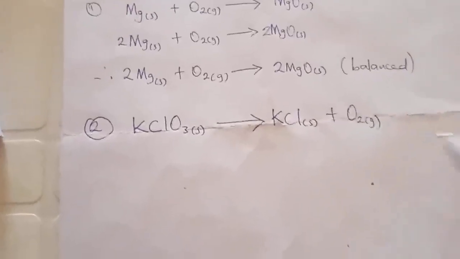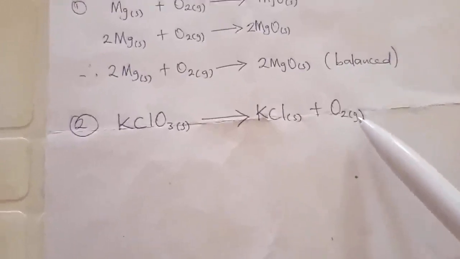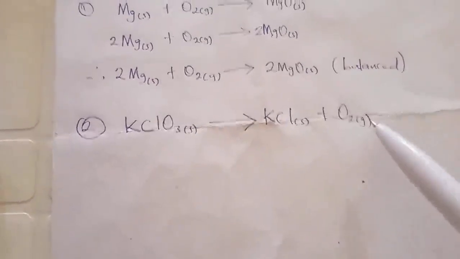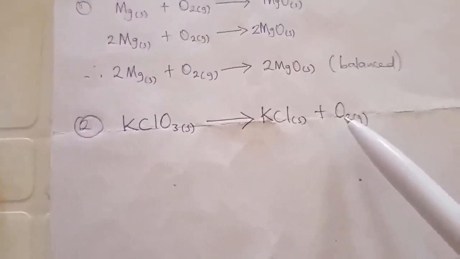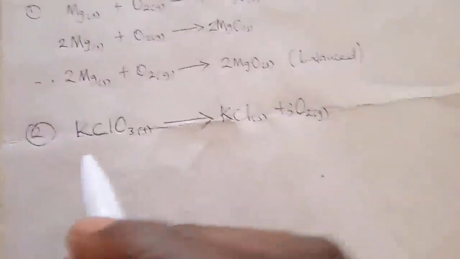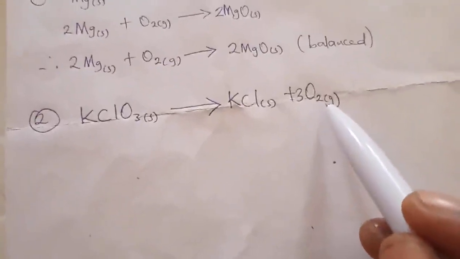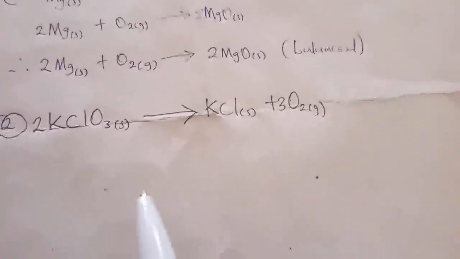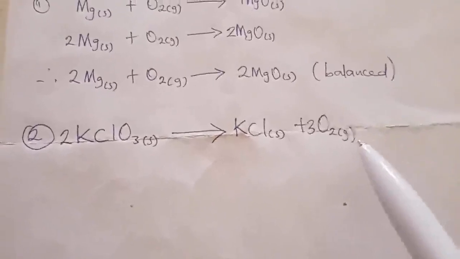So how do we balance it? Since I can't remove this two here, and I can't remove this three here, what do I do? If I multiply this O2 times 3, that is if 3 is placed here, that means you have 3 times 2, that's 6 oxygen atoms. And in this place, I have 3 oxygen atoms. If I multiply it times 2, that means oxygen is now balanced. We have 2 times 3 for the oxygen, and we have 6 atoms of oxygen, and we have 6 oxygen atoms here. That means oxygen is balanced.